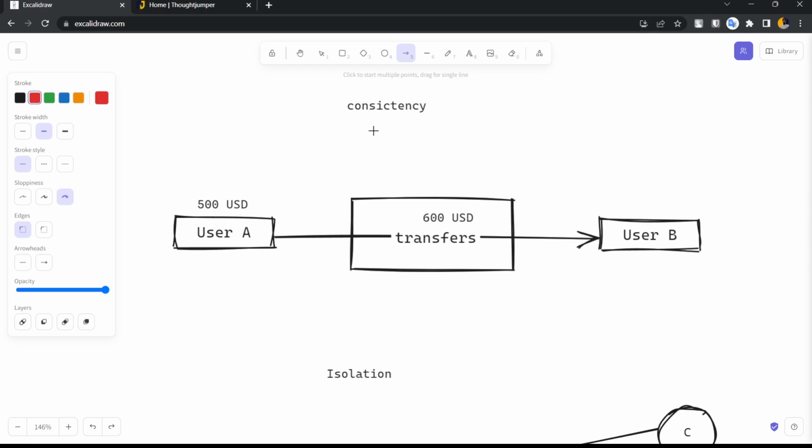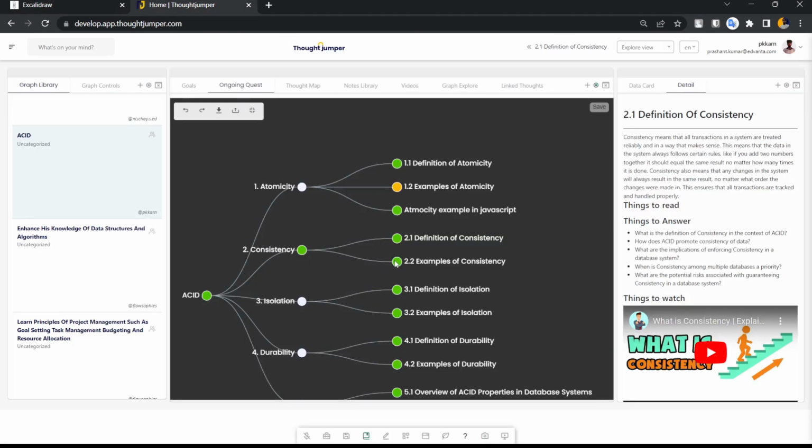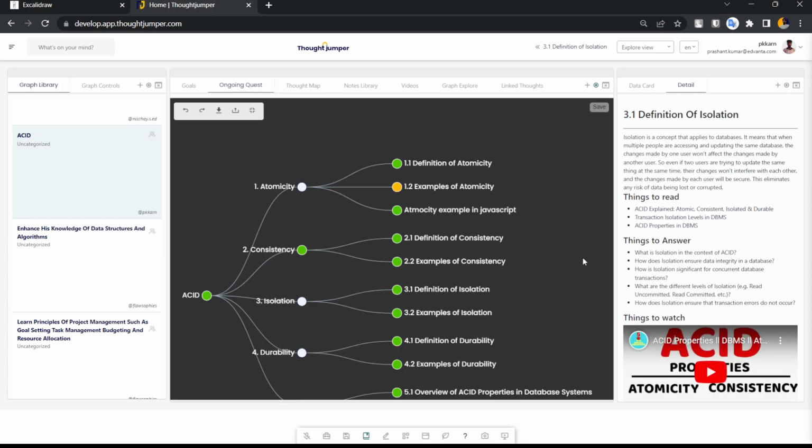This is a set of defined rules that you decide for your database, and it should not violate them. Okay. And after that, there is a thing called isolation. You can go through this graph as well. I'll mention that in the description if you want to. So let's talk about the isolation thing.